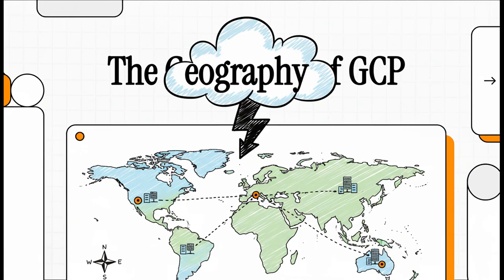When we talk about the cloud, it sounds so abstract, right? Like this magical thing floating up in the sky. Well, today we're going to pull it right back down to earth. We're going to turn that fuzzy idea into a very real physical map and explore the actual geography of Google Cloud. Because as you're about to see, location is everything.